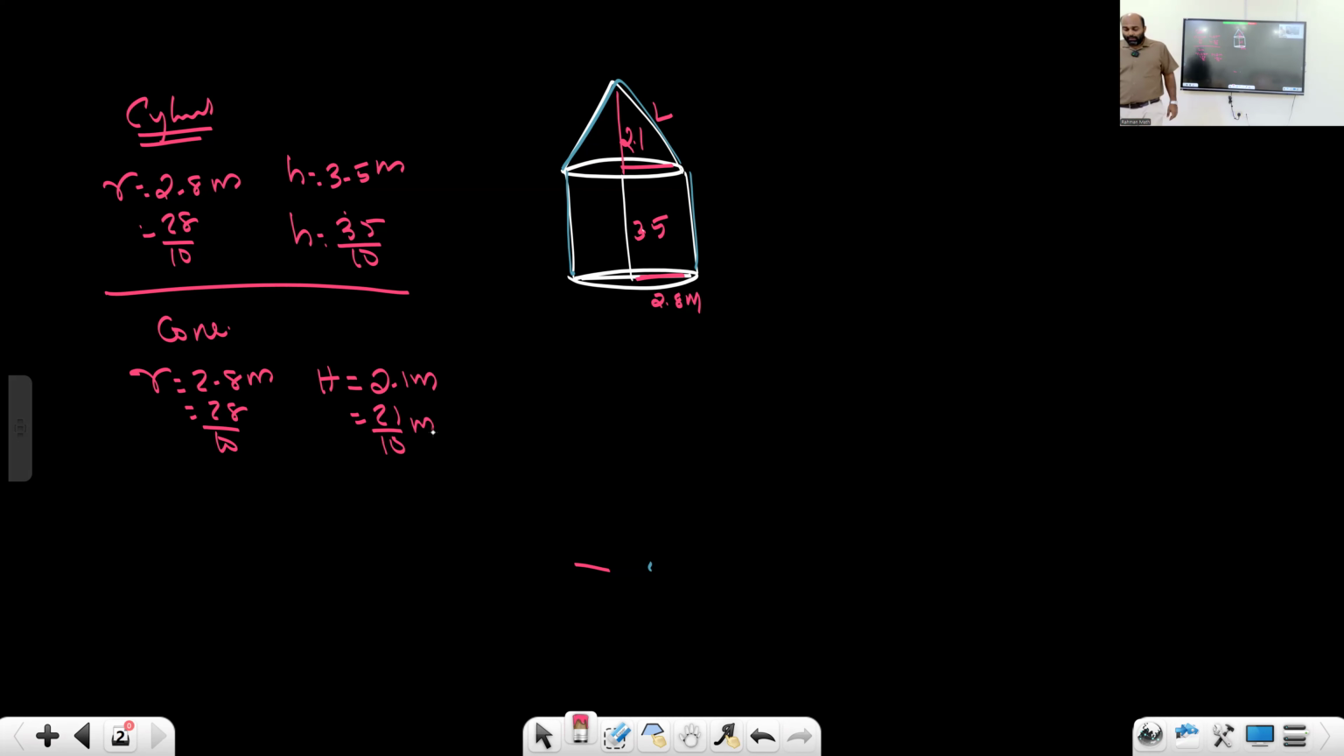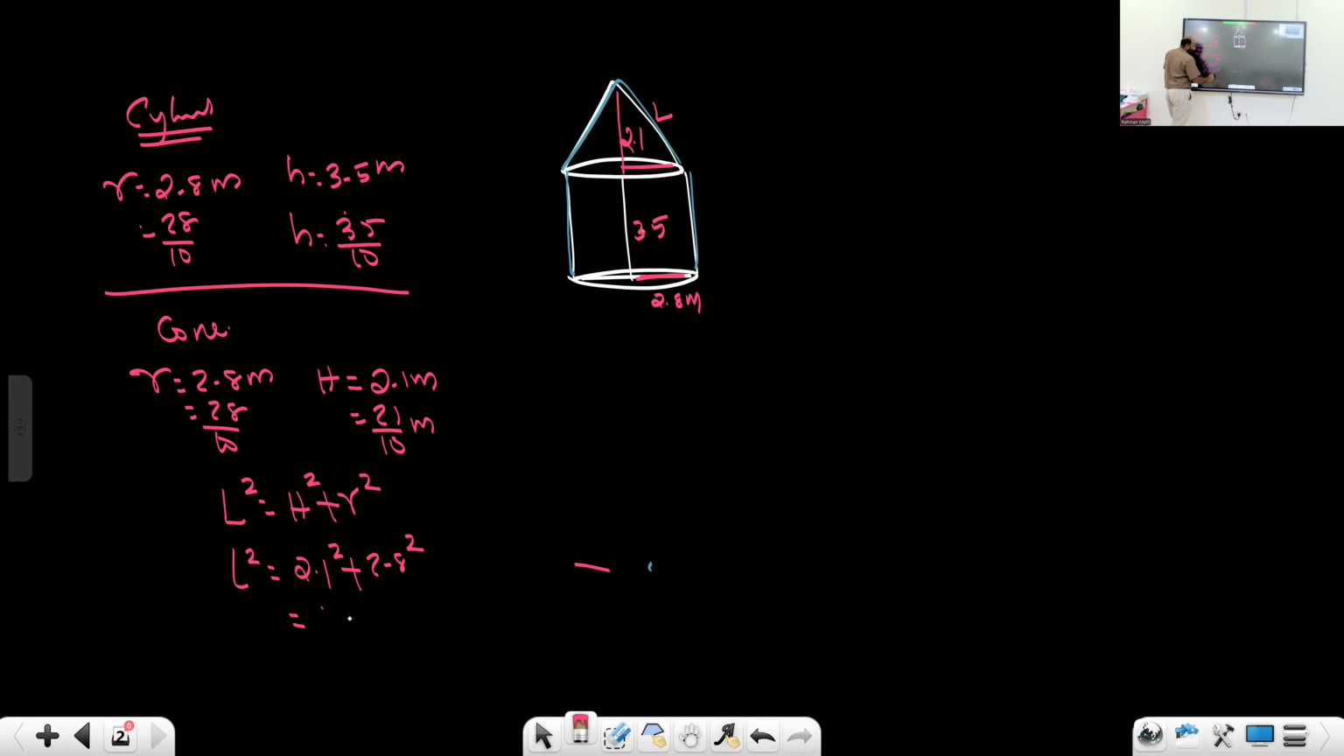By Pythagoras theorem, L square equal to H square plus, here we use a small r, so small r square you have to use. Don't get confused because the radius is same only. That's why I used it like this. L square equal to 2.1 square plus 2.8 square. Don't get confused between the height of the cone and cylinder.